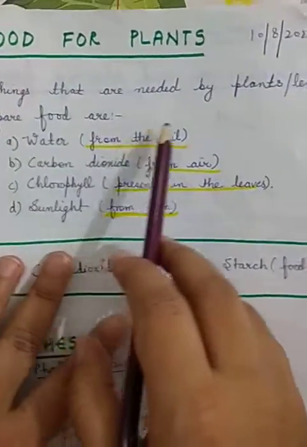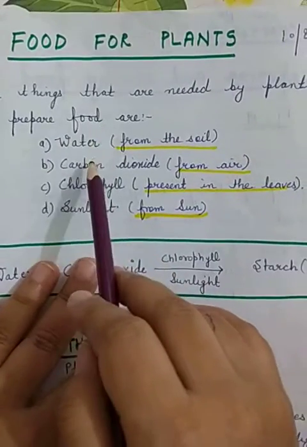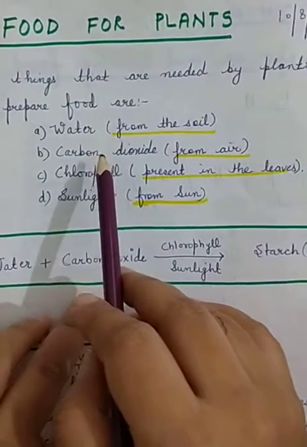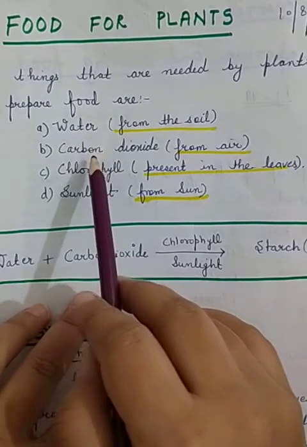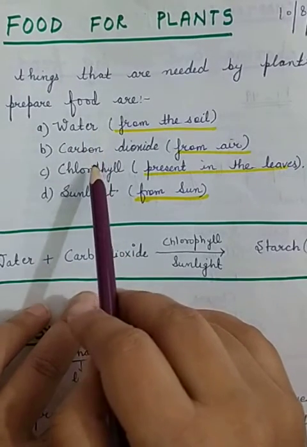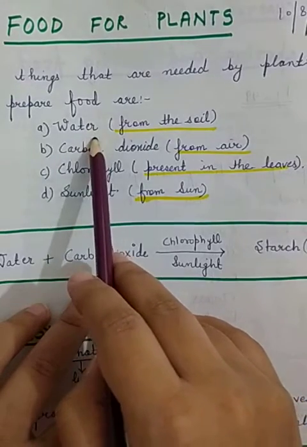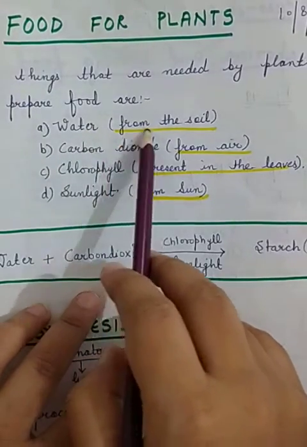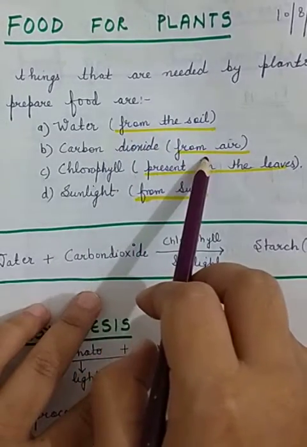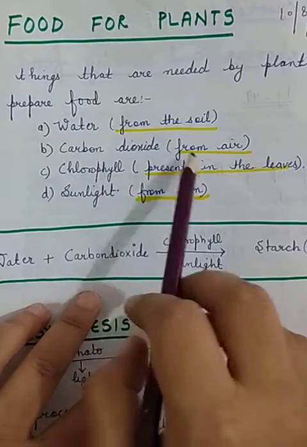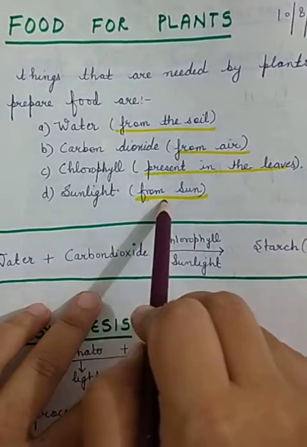There are four things that are needed by plants to prepare food. These are water, carbon dioxide, chlorophyll and sunlight. Water: plants obtain water from the soil. They obtain carbon dioxide from the air. Chlorophyll is already present in the leaves, and sunlight they get from the sun.